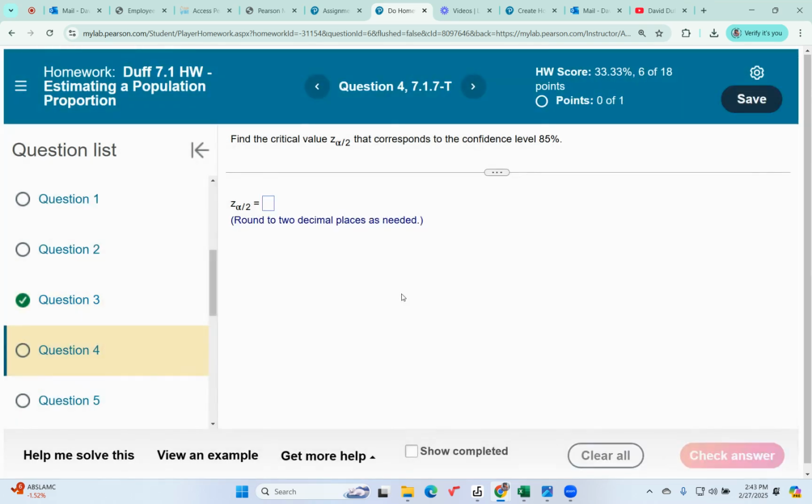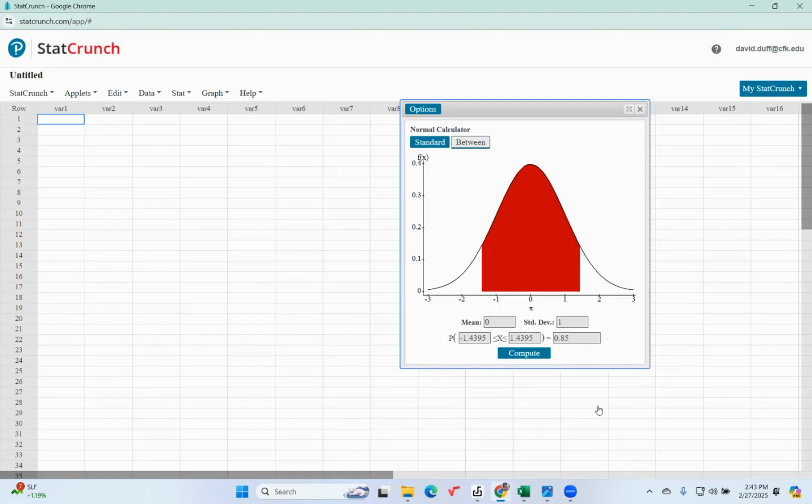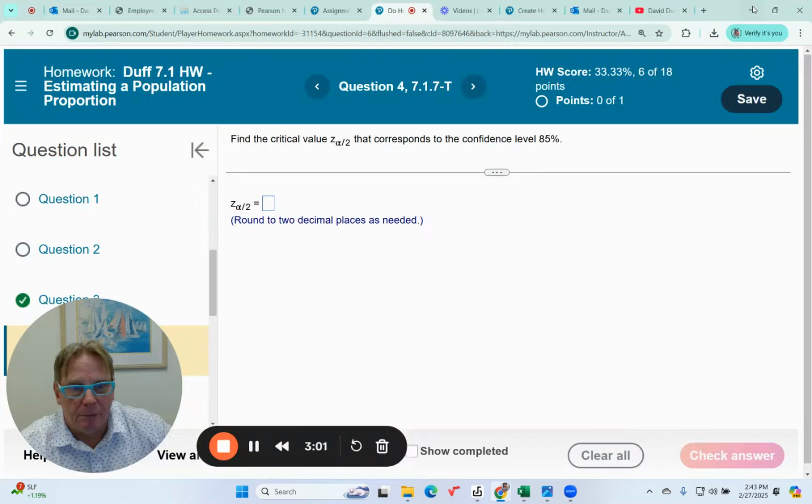And now if you take a look at question 4, this is almost identically the same question. We're finding the critical value that corresponds to a confidence level of 85%. Actually, I think that is exactly the same problem. Let me pull up StatCrunch again. Yeah, it's literally exactly the same problem, so I'm not going to bother to do that problem.